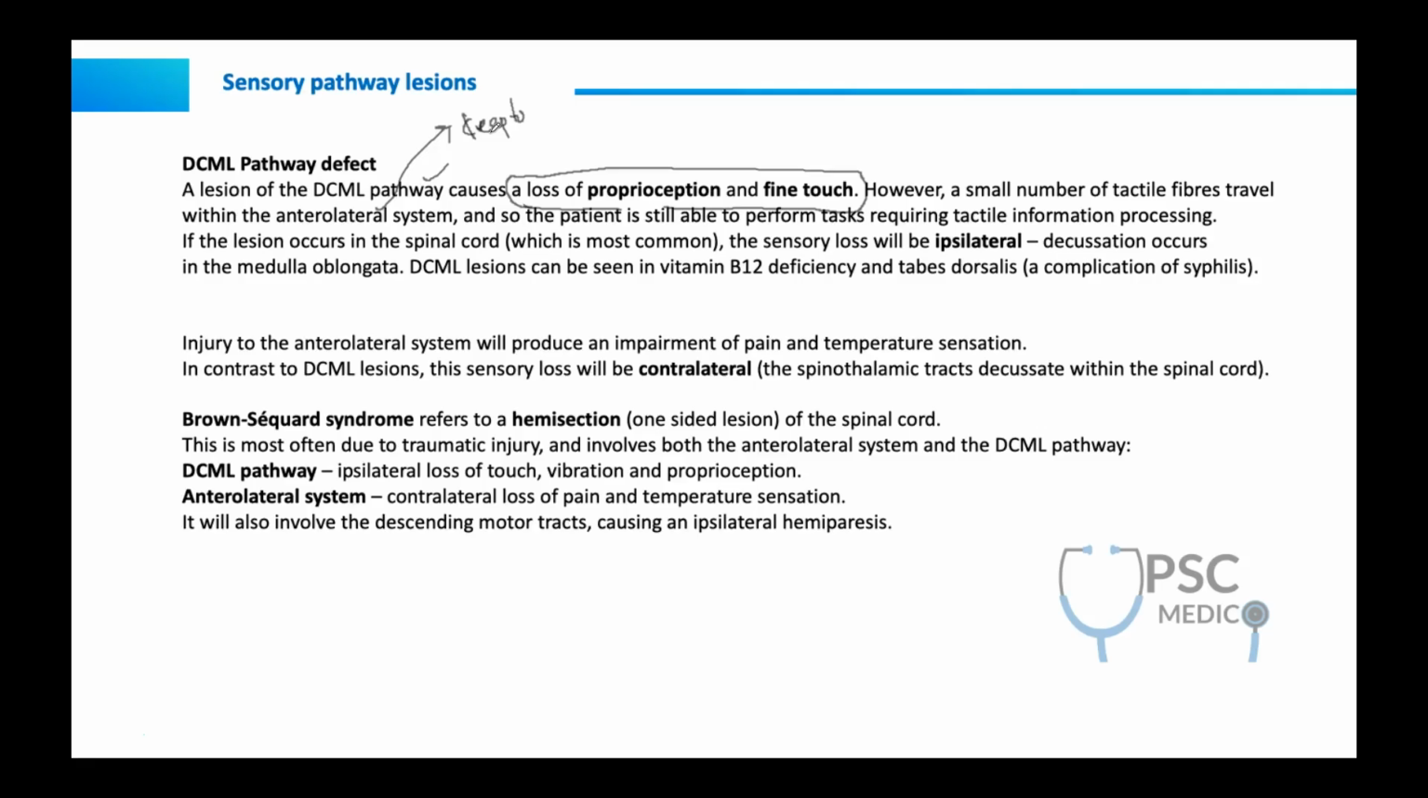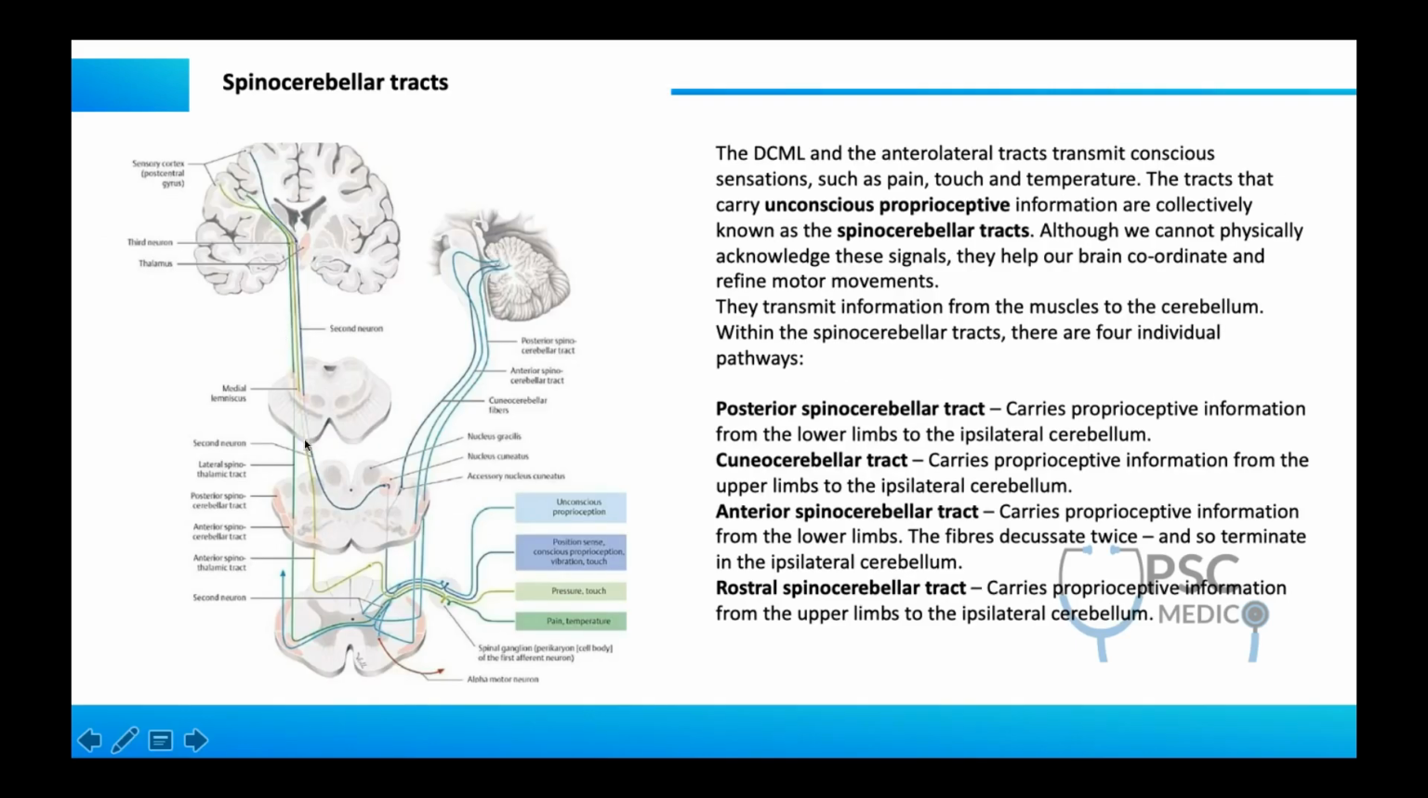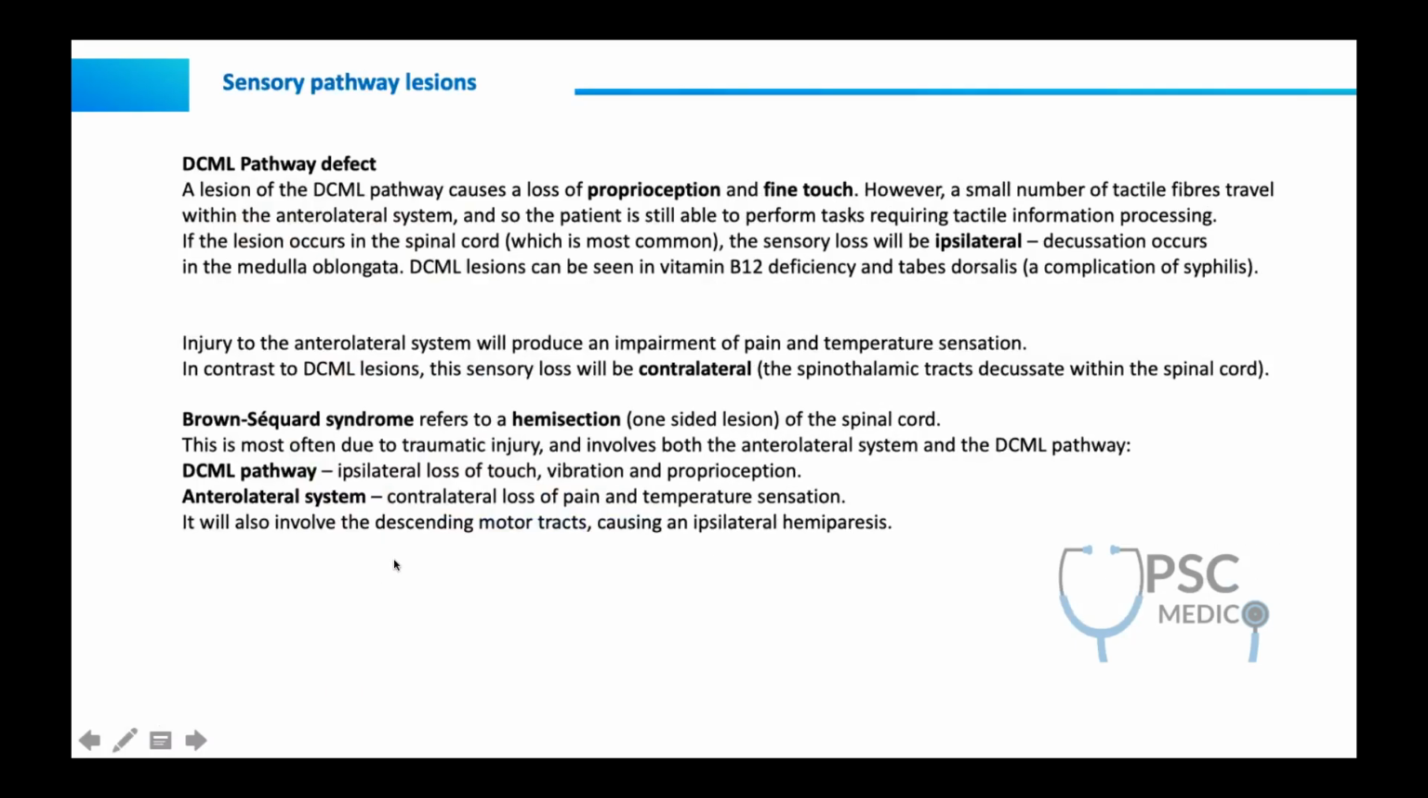Okay, and if there is a lesion of the DCML pathway in the spinal cord, the sensory loss will be ipsilateral, because the decussation of DCML occurs in the medulla oblongata. See this image. Where are they decussating? They are decussating in the medulla oblongata. But what is the problem with the spinothalamic tracts? Spinothalamic tracts cross in the spinal cord itself. So if the lesion of the DCML occurs in the spinal cord, the loss will be ipsilateral because the crossing occurs in the medulla oblongata. But if the lesion occurs in the medulla oblongata, after crossing, then the loss will be contralateral.